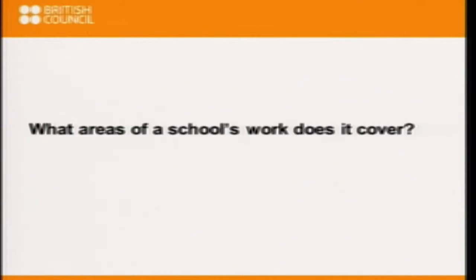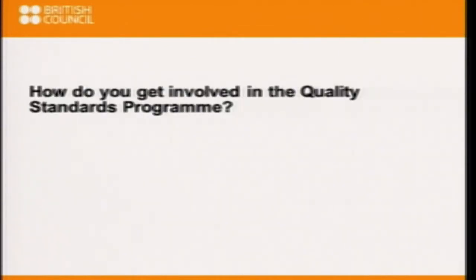What areas of a school work? We've done that one. Okay, we've been there. Going backwards. Yeah, sorry. Oh yeah, that's a good one.